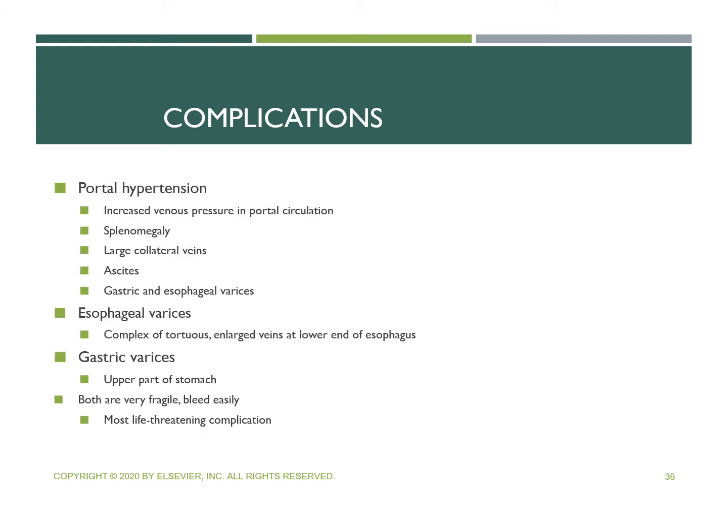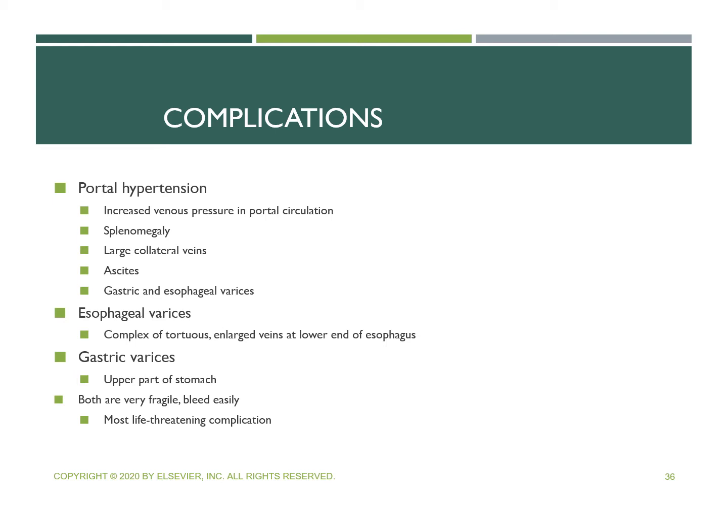Portal hypertension is the increased venous pressure in the portal circulation. This could also cause splenomegaly, large collateral veins, ascites, and gastric and esophageal varices. The collateral circulation develops in an attempt to decrease the high portal pressure and the increased plasma volume and lymphatic flow. So that's why you end up with large collateral veins.